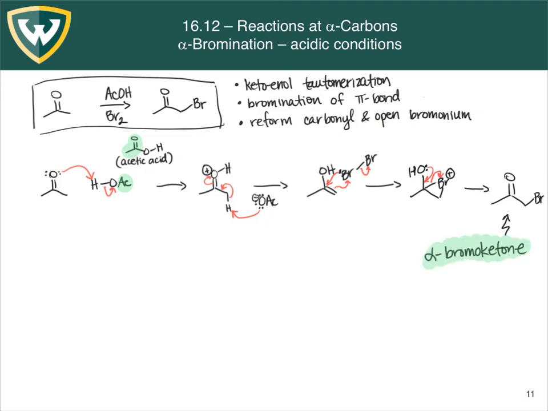So again, we do an acid catalyzed keto-enol tautomerization by protonating and then deprotonating the alpha position, and then we react that pi bond with Br2 just like we did in Orgo 1, but now we can kick down this lone pair to reform the carbonyl and open up to form the bromonium.